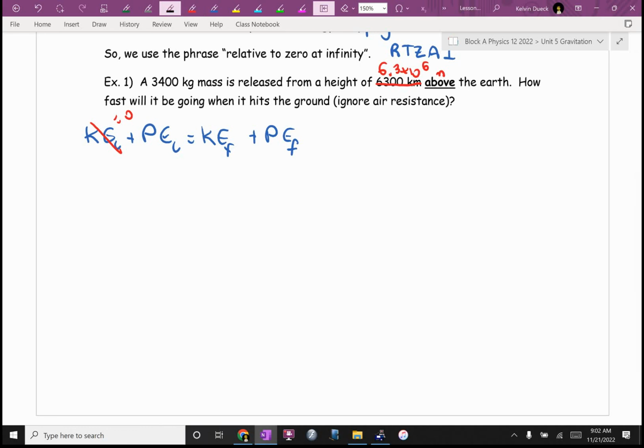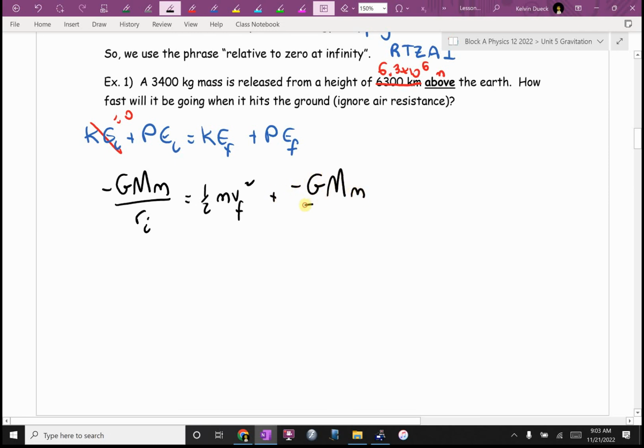I'm going to use my new cosmic potential energy, which is going to look like this. Negative big G, big M, little m over R initial equals a half little m V final squared plus negative big G, big M, little m all over R final. So this is still conservation of energy, but we're just using our new cosmic potential energy equation.